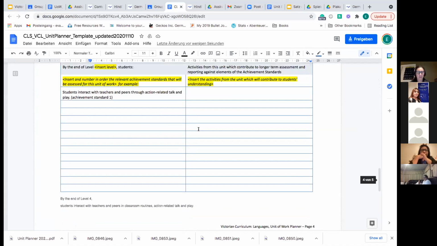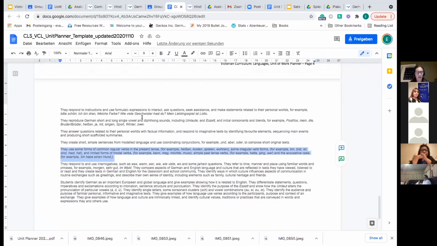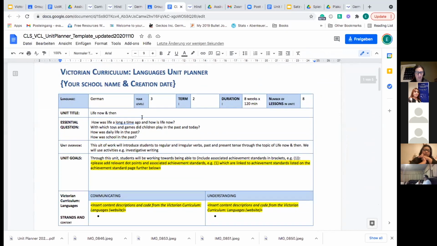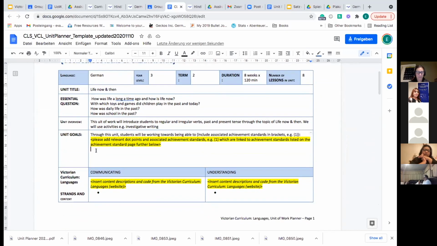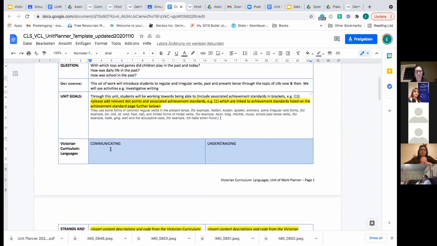So with the unit goals, through this unit, students will be working towards being able to, and then I go back to my achievement standards here. And that's what they will hopefully be able to do. And I put it in here. And of course, I will change it so that it makes grammatical sense in English. But that's how you work back and forth with your achievement standards in that way.